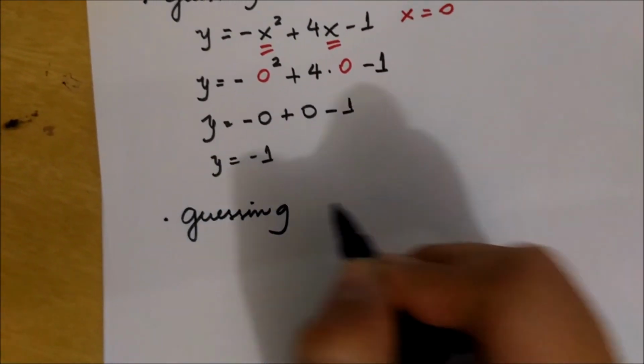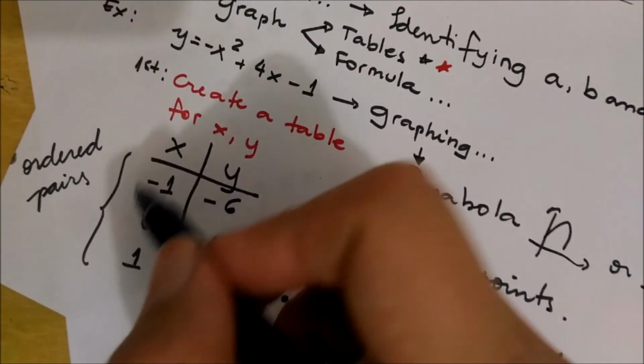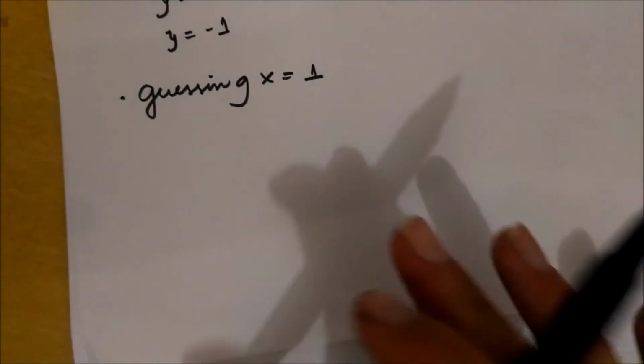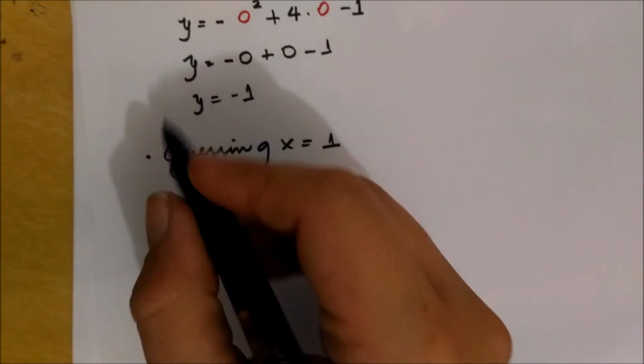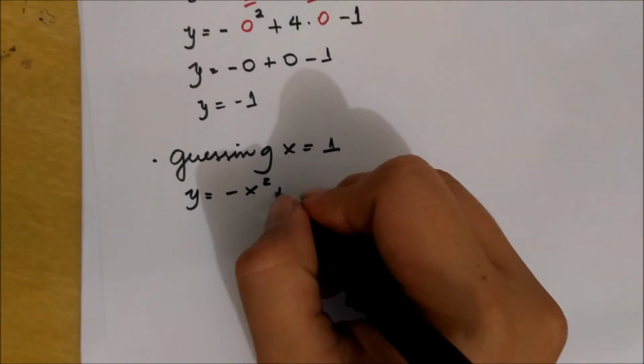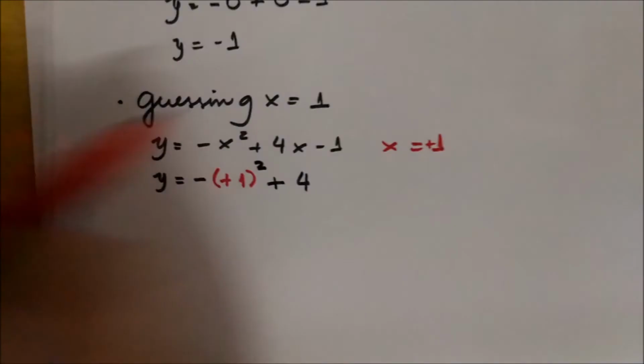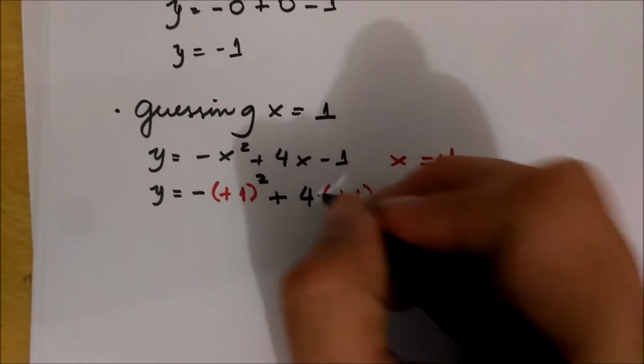Now, I'm guessing 1. Remember, I'm guessing all these numbers. For now, we're just guessing numbers. So guessing x equals 1. When you're guessing the x, always try to get a negative, 0, and a positive. So negative 1, 0, and 1 will usually be good guesses for you, because you will always get easy numbers to work with. So again, rewrite your original equation. We're guessing x equals 1. Remember, now it's positive 1. So y equals negative, let's use the parentheses and the sign, it's important, plus 4 times positive 1 minus 1.